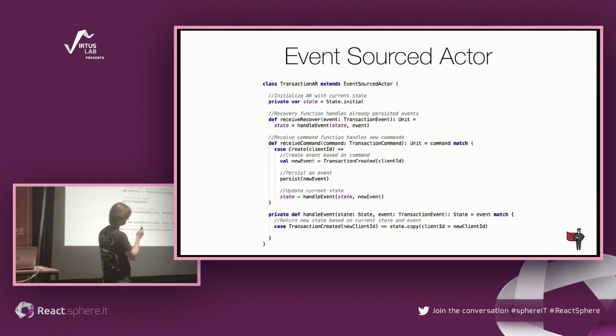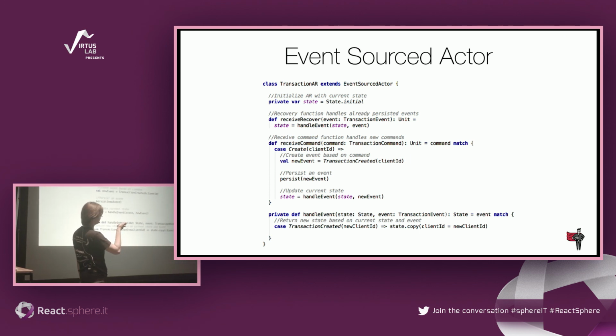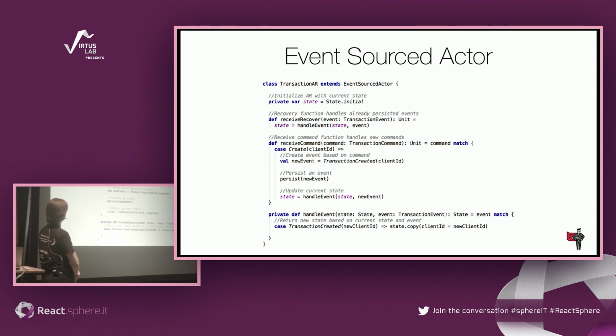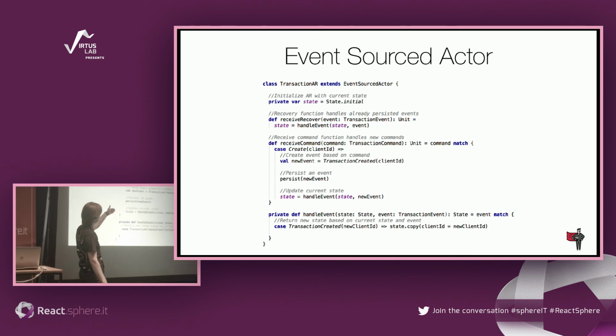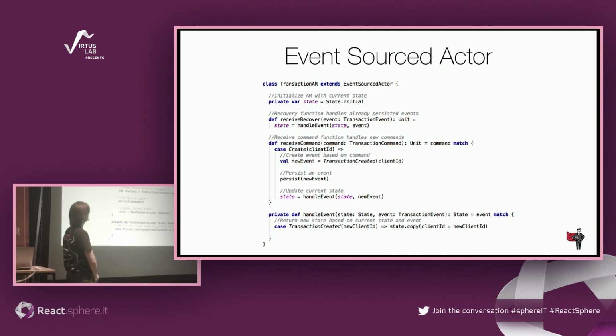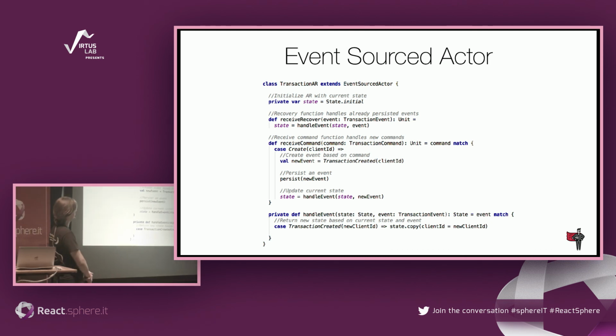Here we have a current state and the new event, and this function returns the new state. So we are applying the new state to the state in the actor. And here we have a function which is receive command. Here is, for example, a command create client, and we are producing the new event. We are persisting this event, and after this, we need to update also the state.